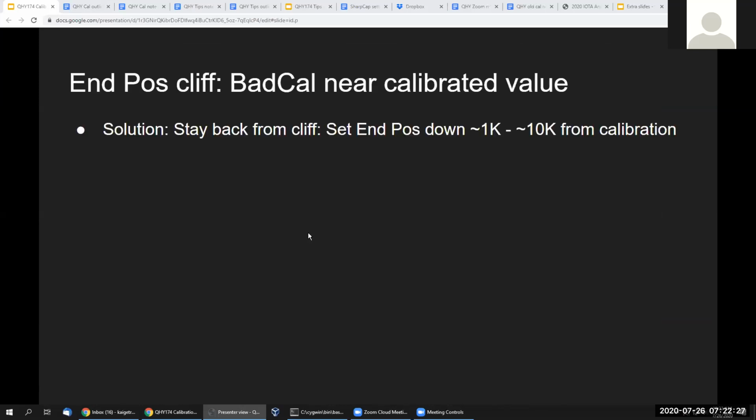So my solution to this, because we're pushed up against it, is stay away from the cliff. I think we can back down End Pos 10K from the official calibrated value that you get according to the docs. Because basically, if my theory is right, and this is a 75 megahertz clock, what's 10K out of 75 megahertz? 0.13 milliseconds. That's still well under our error budget, I think.